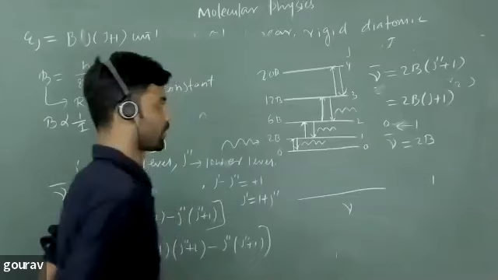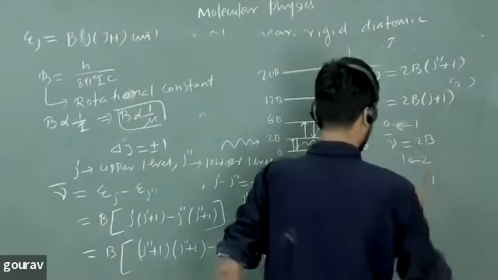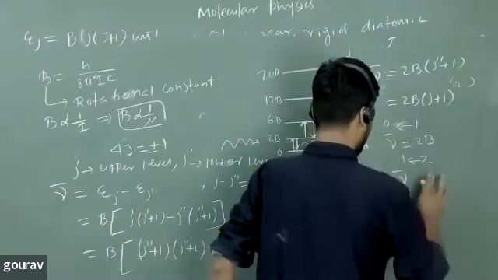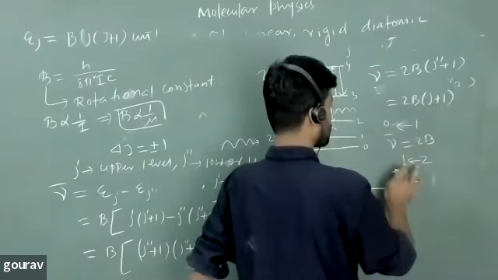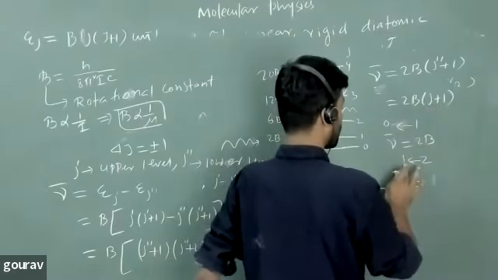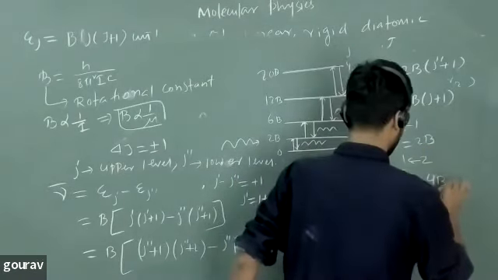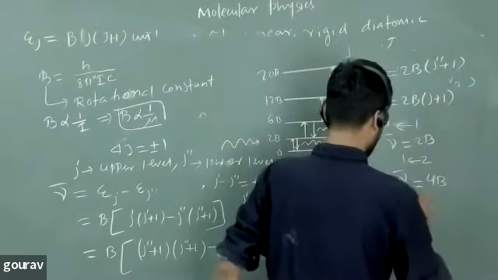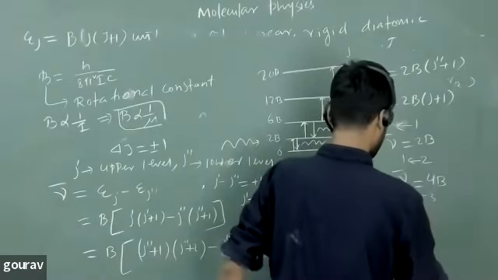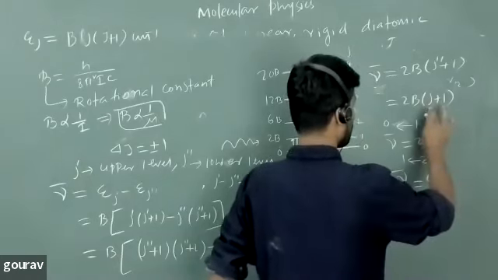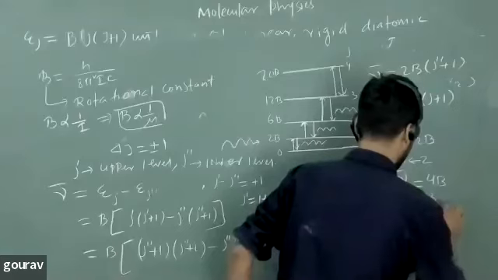Yes, sir, 2b. Similarly, if transition is happening from 2 to 1, then nu bar will be what? 4b. In place of j I will write 1 because it is the lower level, right? So lower level here 1, so 1 plus 1, 2, into 2b, that will be 4b, right? If transition is happening from 3 to 2, then nu bar will be how much? Here it will be 2 plus 1, 3, 3 into 2, 6. It will be 6b.